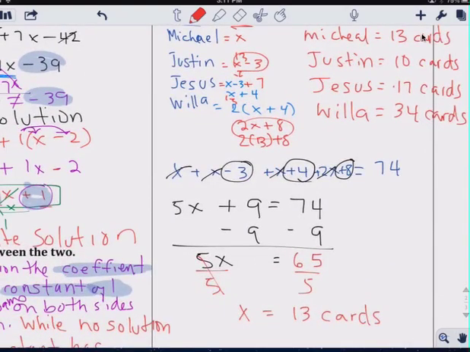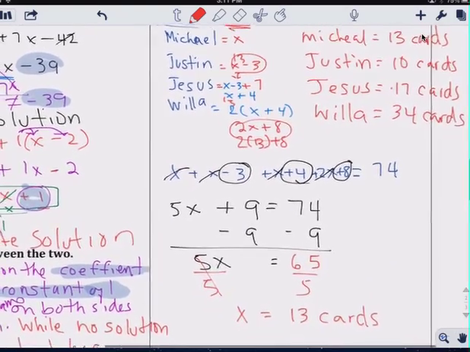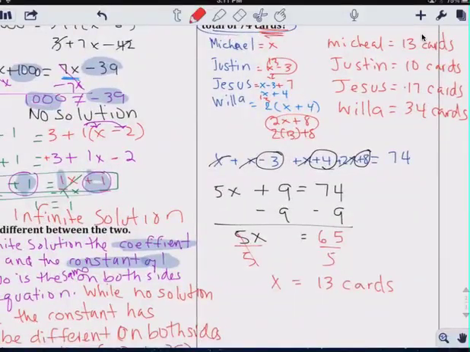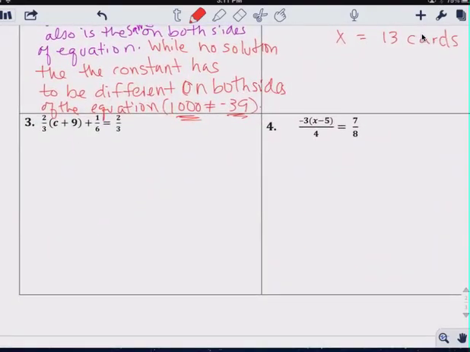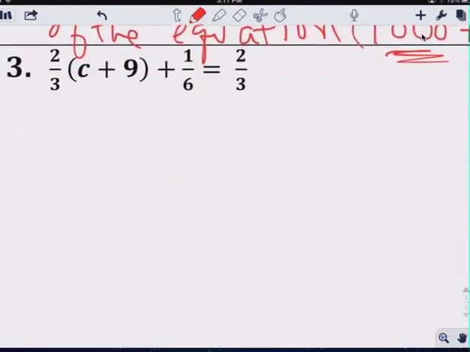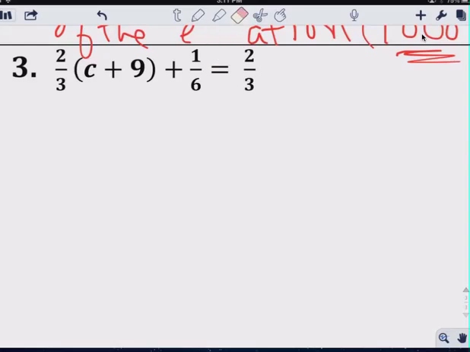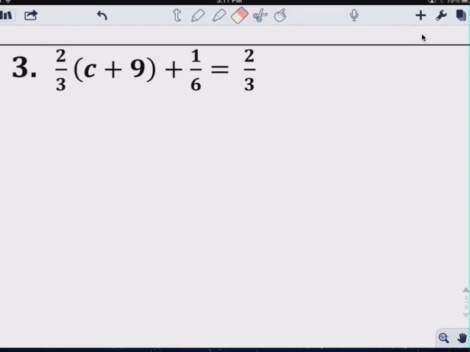Okay, do you understand? Setting it up is crucial. All right? Now the next one here, number 3, this is where a lot of kids mess up. This is the kind of question I like to put on tests. I'm going to clear this up so I can show you better.